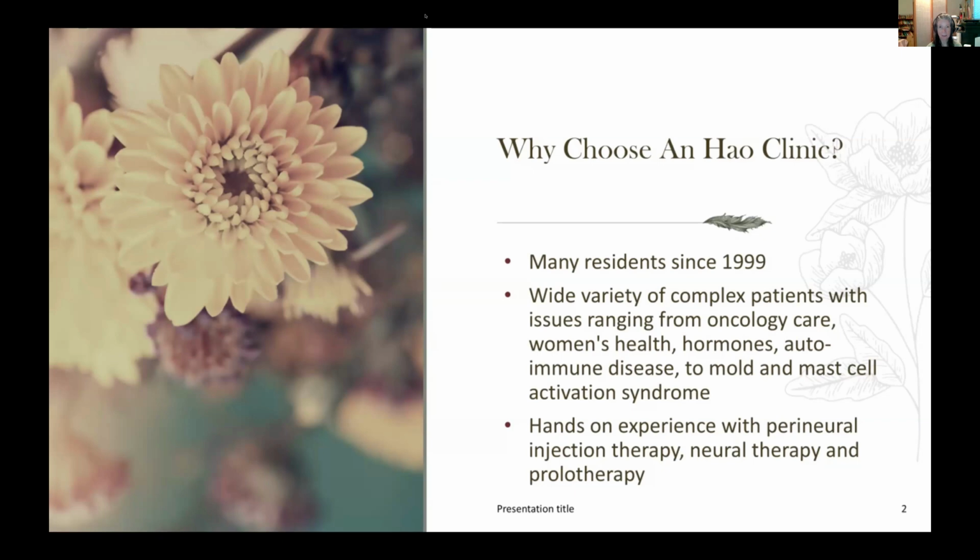We meet every other week on Thursday for an hour and every other week on Wednesday for an hour. So there's a lot of time to discuss cases and a lot of time to explore new treatment modalities. So please come and visit us.